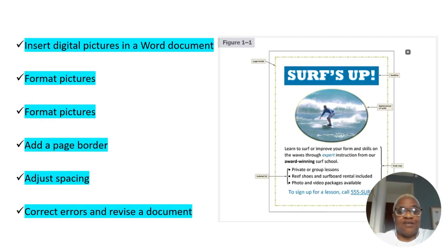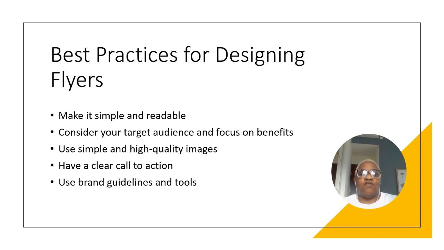Other things, again, it says import digital picture. We will import that and we'll format the picture also. I have that twice. We'll add the border, we'll adjust the spacing and correct the errors, right? So a few things, right?